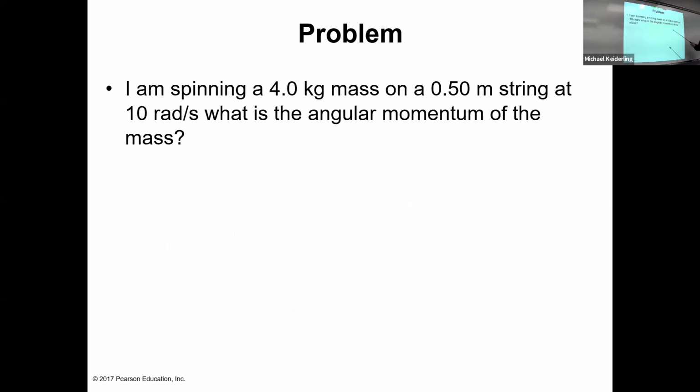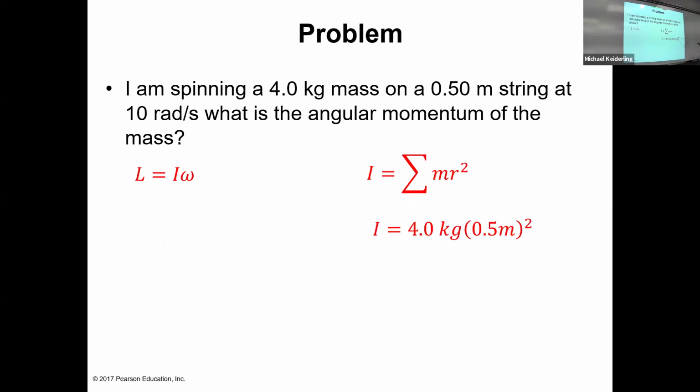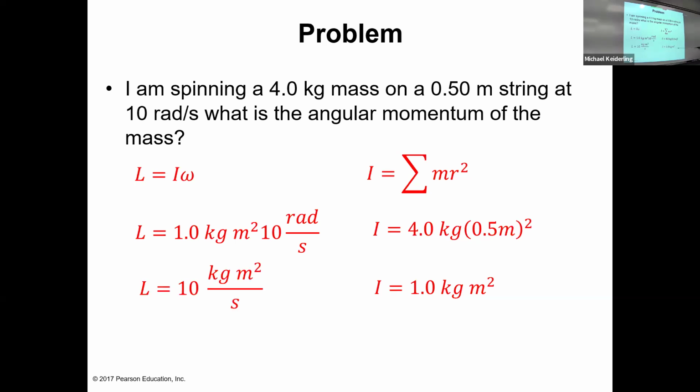So if I'm spinning a 4 kilogram mass on a 0.5 meter string at 10 radians per second, what's the angular momentum of the mass? Angular momentum is moment of inertia times omega. Moment of inertia is mass times radius squared. Sum of all that for all the particles. So 4 kilograms times 0.5 meters squared gives us 1 kilogram meter squared. So 1 kilogram meter squared times 10 radians per second gives us 10 kilogram meters squared per second.